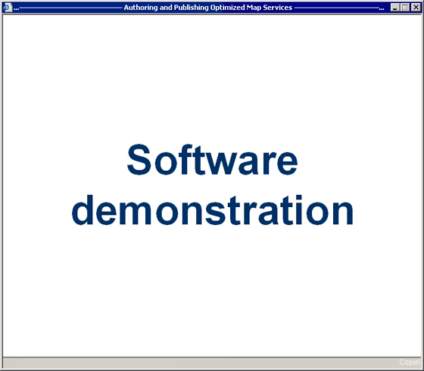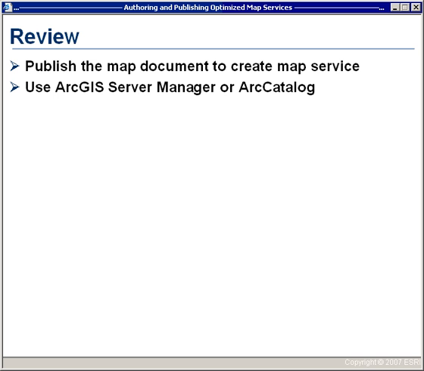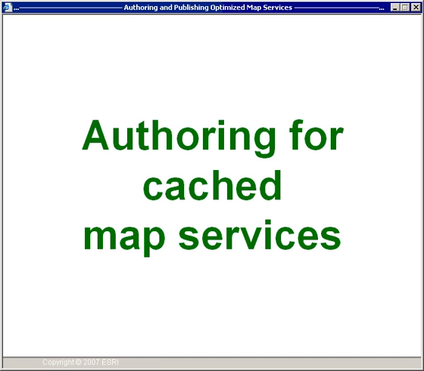All right. So in review, we publish the map document to create the map service using ArcCatalog, or we could have used the ArcGIS Server Manager. Now we will spend the last section of the presentation looking at authoring for cached map services.